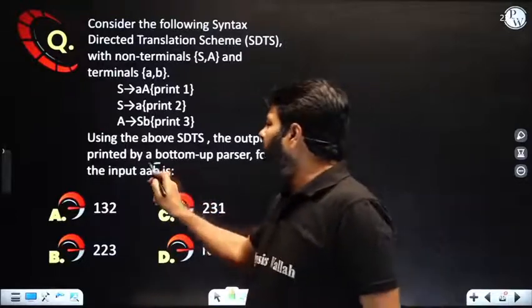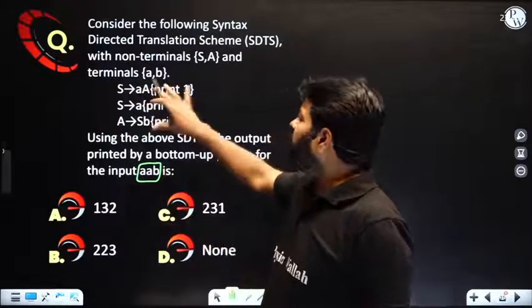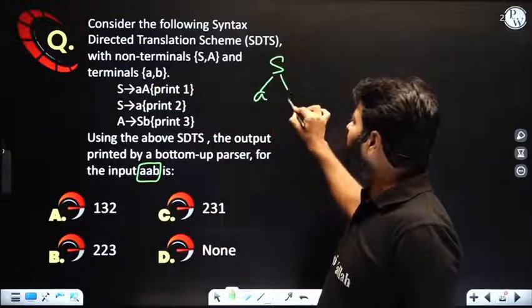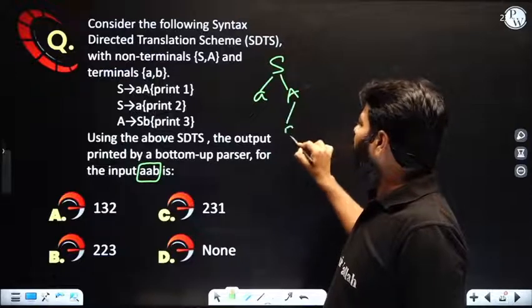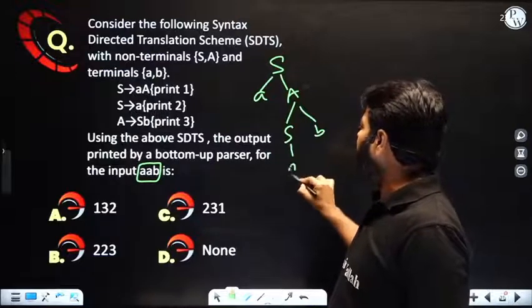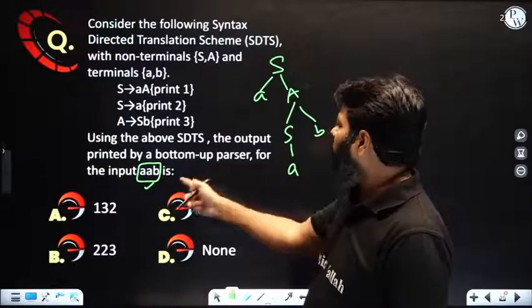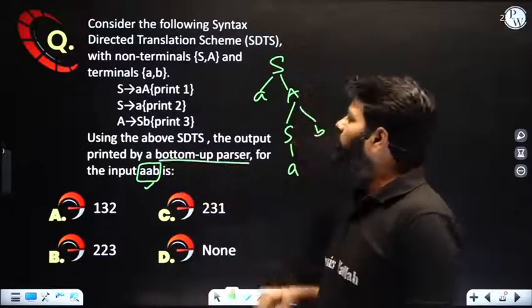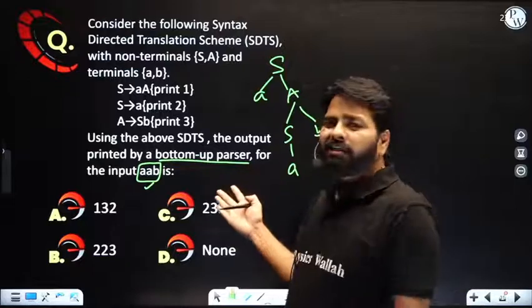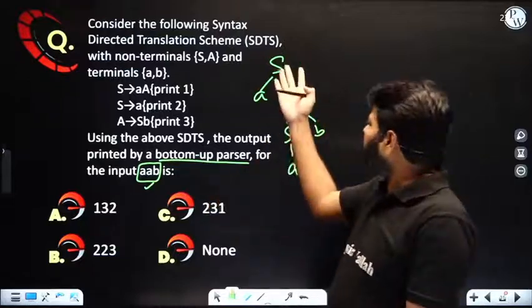The same input is AAB, and for this you should just consider it so easy. I'm explaining: S derives AA, and A derives SB, and S derives A. So AAB, you got this. And for this you need to follow any bottom-up parser, that's RMD, reverse of RMD. So reverse of RMD is so easy.